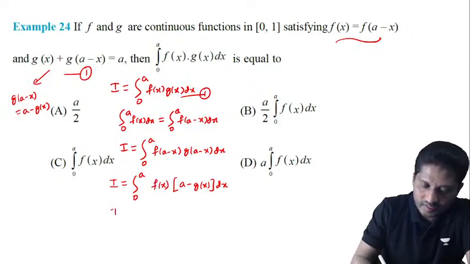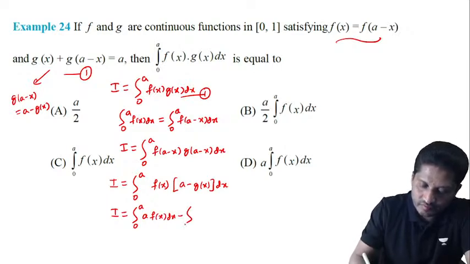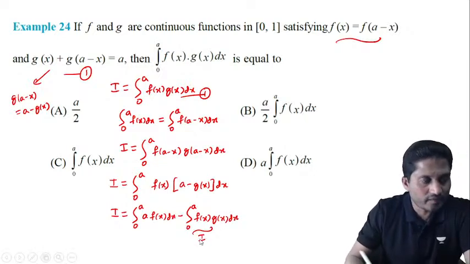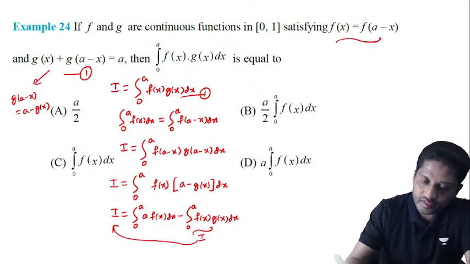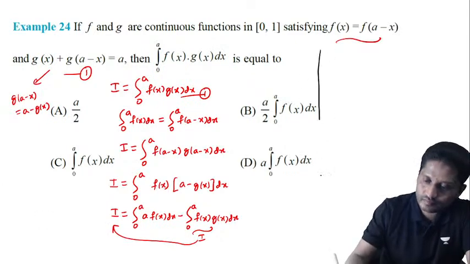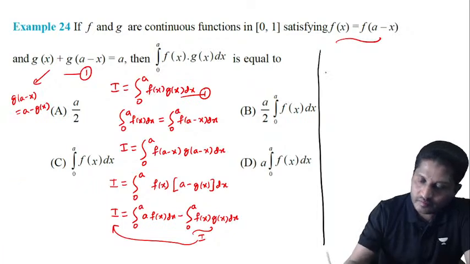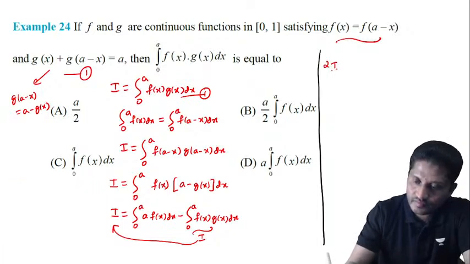Okay, now if I multiply, I is equal to integration of 0 to a. This is a into f of x minus integration of 0 to a. This is f of x into g of x dx. Right, this is same as I. If I shift on the left side, I plus I is equal to 2I. So this becomes 2I is equal to a into integration of 0 to a and then f of x dx.